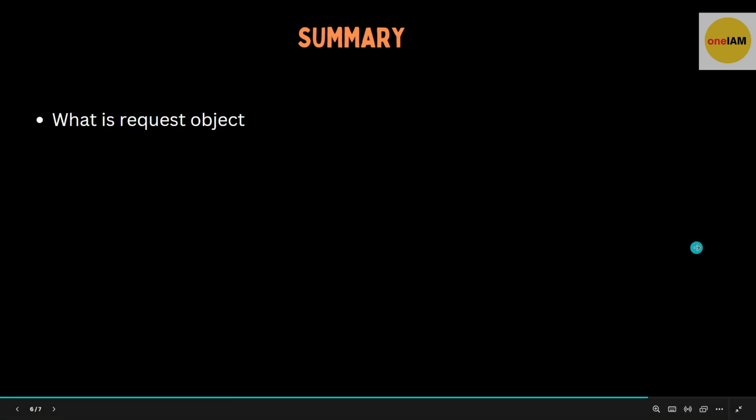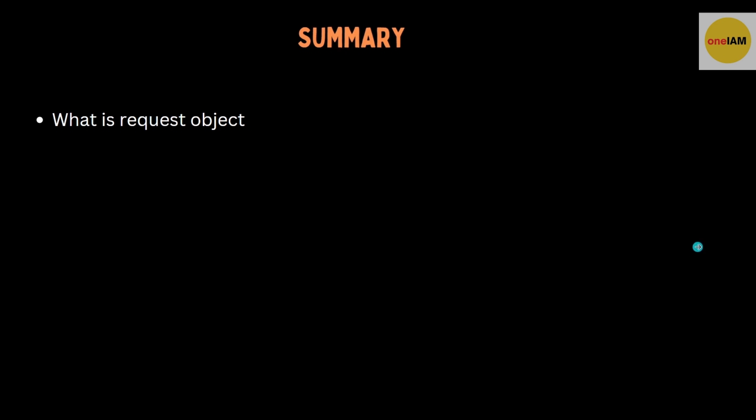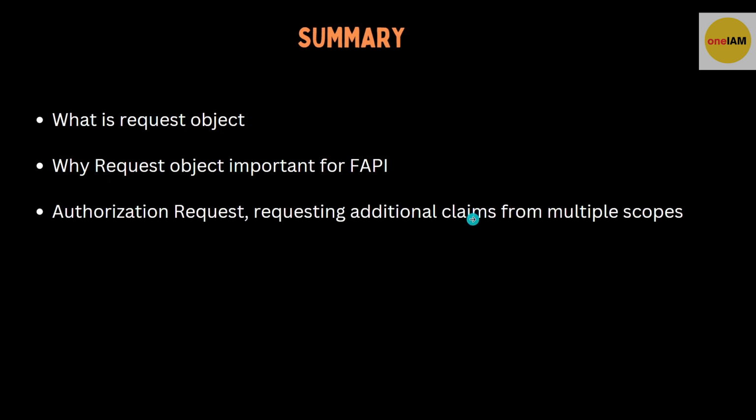We have reached the end of this video, so let's look at a summary of the things that we discussed. We discussed what a request object is and how we can use it to override the scopes and request additional claims if we want. Also, we discussed why request object is important for FAPI. When it comes to FAPI, we use request object for message source authentication. And in our demo, we did the authorization request, requesting additional claims from multiple scopes.